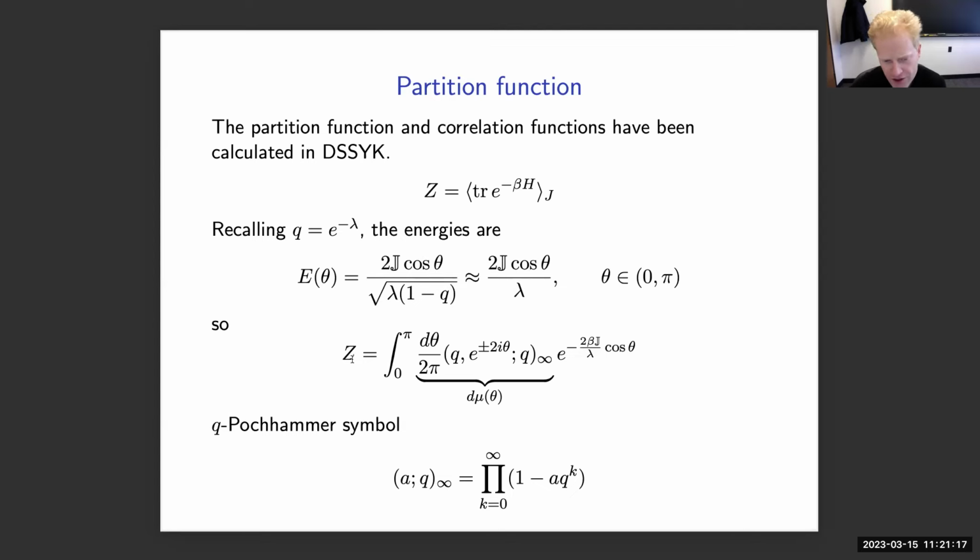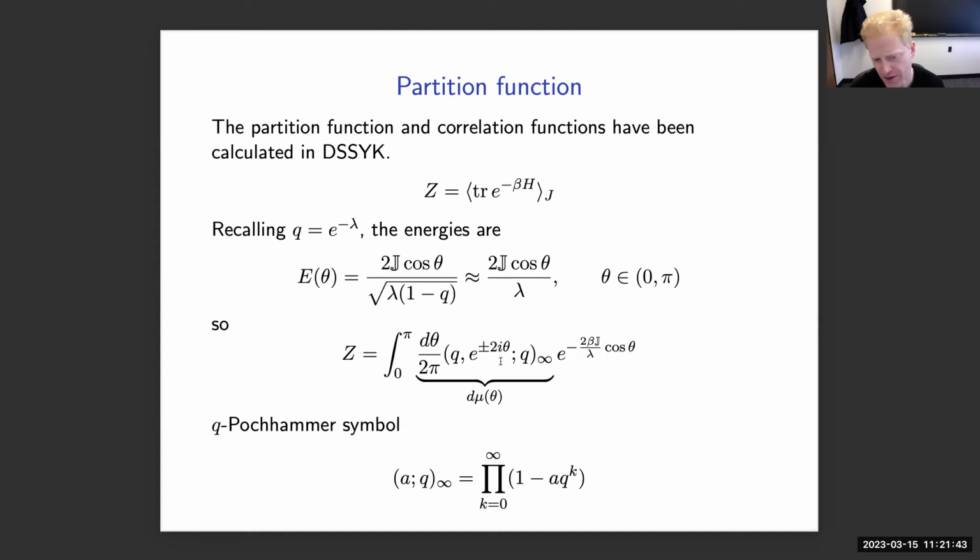Now the partition function is just the sum, of course, over the energies, or equivalently an integral over these thetas, just a change of parameterization, e to the minus beta times the energies, which are these guys. And then here we have some measure as a function of theta. This measure is essentially the density of states that was calculated in double scale SYK, but here it's written in terms of theta.